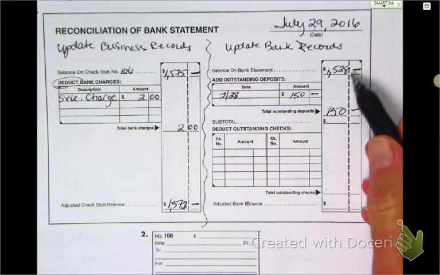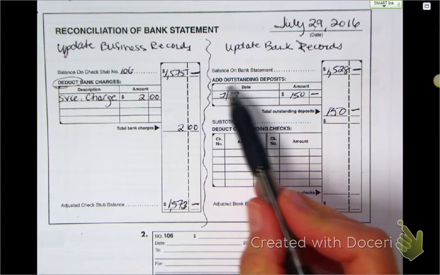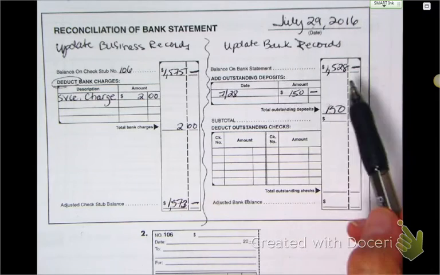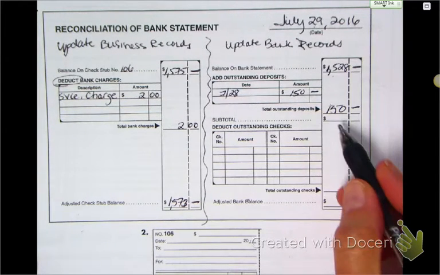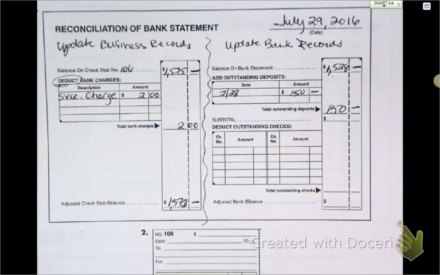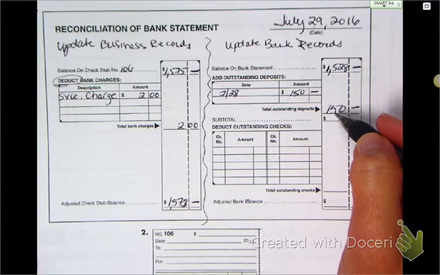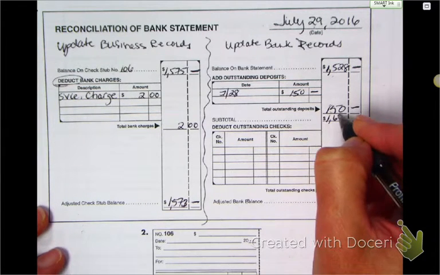And now what are we going to do? Add or subtract? Add. We're going to add it, A, because it says add outstanding deposits, but cognitively, if the bank record doesn't show this $150, and we know we've put $150, in other words, we went to the bank, we put the money there, but they haven't recorded it yet, we know that when they record it, they're going to add $150 to our account. So we add the $150 and we get $1,678.